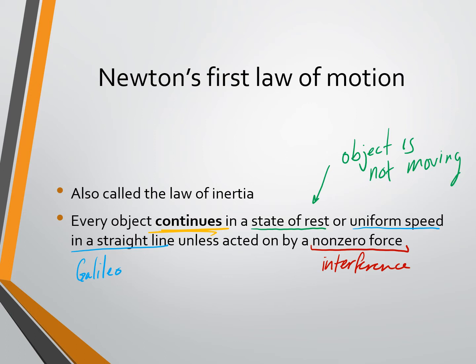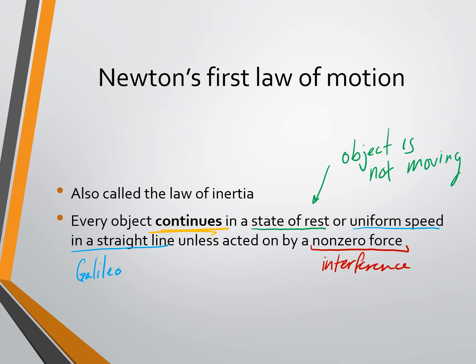So there's a couple other ways you might see Newton's first law of motion mentioned. For example, you might see an object at rest likes to stay at rest. And that's half right, because we need to make sure that we keep the uniform speed in a straight line as well when we're discussing Newton's first law of motion.